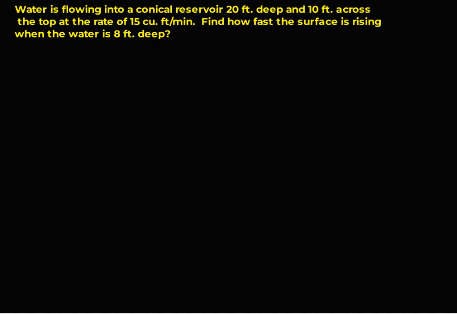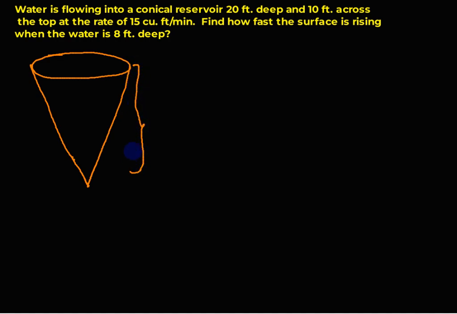Okay, so this is a time rates problem, meaning we are going to differentiate the variable with respect to time. If we're going to draw first, we know we have the conical reservoir. The shape is a cone, so something like this. Then it is stated here that the height is 20 feet, so this is 20 feet, and 10 feet across the top. So meaning the diameter of the base is 10 feet.